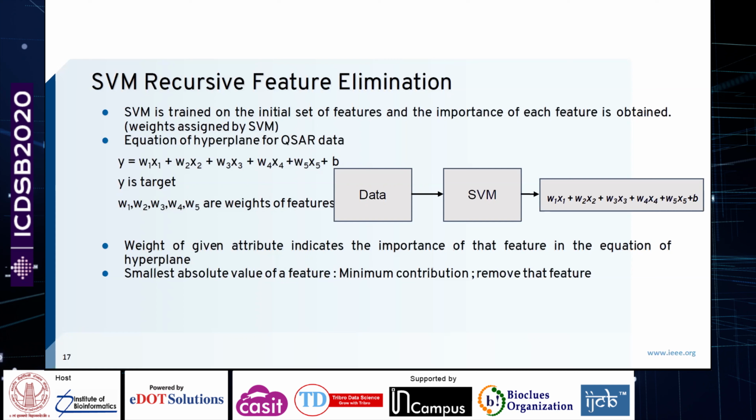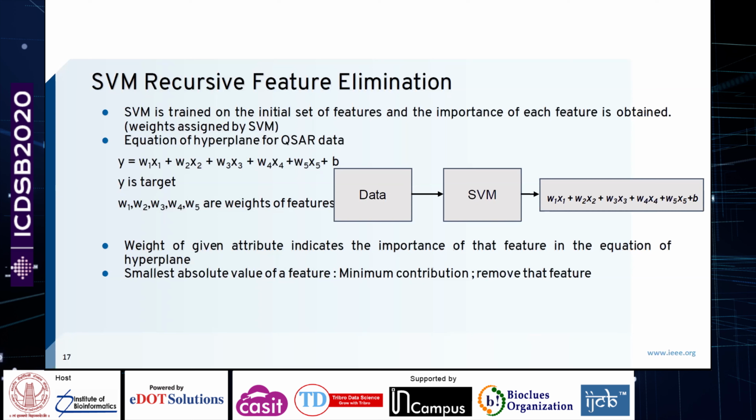So in the feature elimination, we first train the algorithm with all the attributes, find out the weights of each of the attributes, and remove the attribute which has the least absolute weight. The idea is that the attribute with the least absolute value correlates least to the particular problem at hand. So once this is removed, again an SVM algorithm is built with the remaining 4 attributes. Again, find out the least absolute weight of an attribute and remove it, and so on.